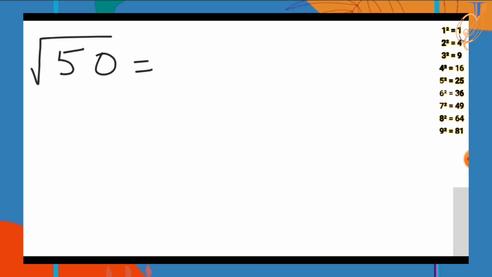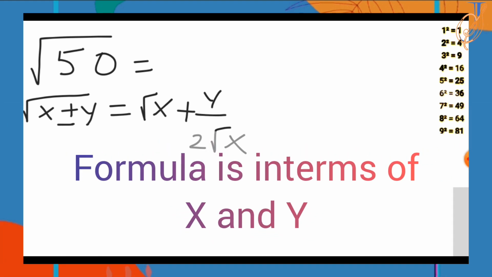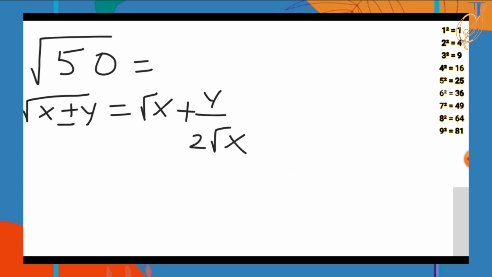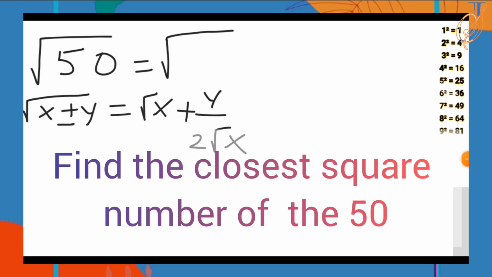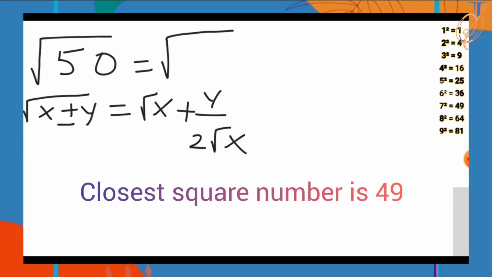What is the formula? Square root of x plus or minus y is equal to square root of x plus y by 2 square root of x. The formula is in terms of x plus y. So that's why root 50 also you have to convert into terms of x and y. You have to find the closest square of the number 50, which is 49.